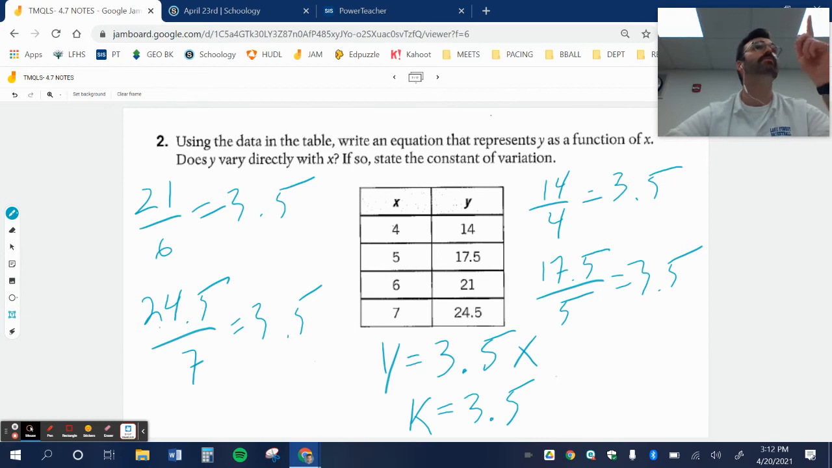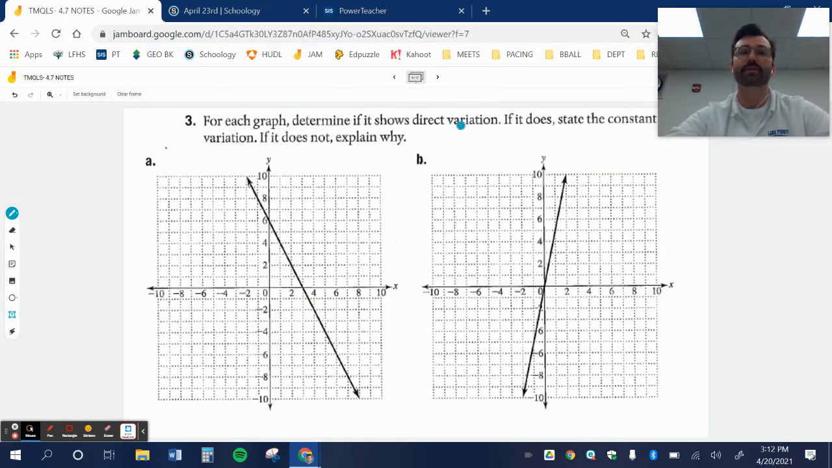Questions? Okay, let's keep going. For each graph, determine if it shows direct variation. If it does, state the constant of variation. If it does not, explain why.